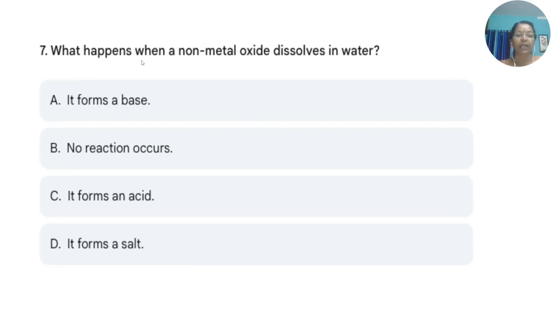Next, what happens when a non-metal oxide dissolves in water? A non-metal oxide dissolves in water, you are getting acidic oxides, right? So it forms an acid is the correct answer. Option C is the answer. Non-metallic oxides dissolve in water, we will get acid.